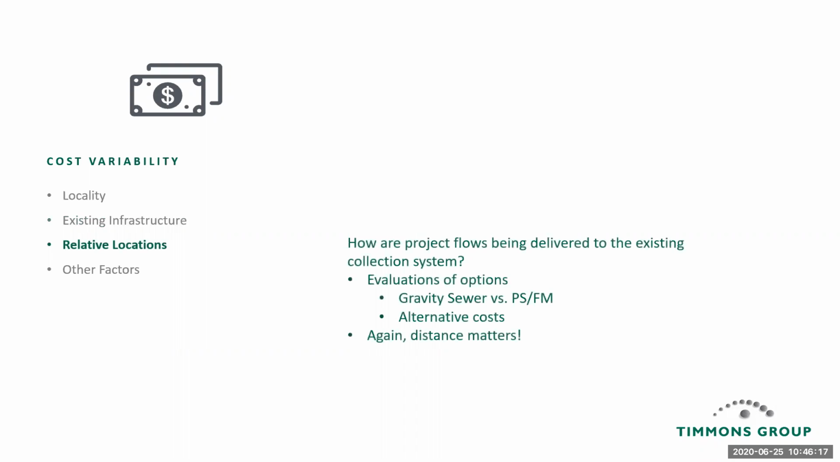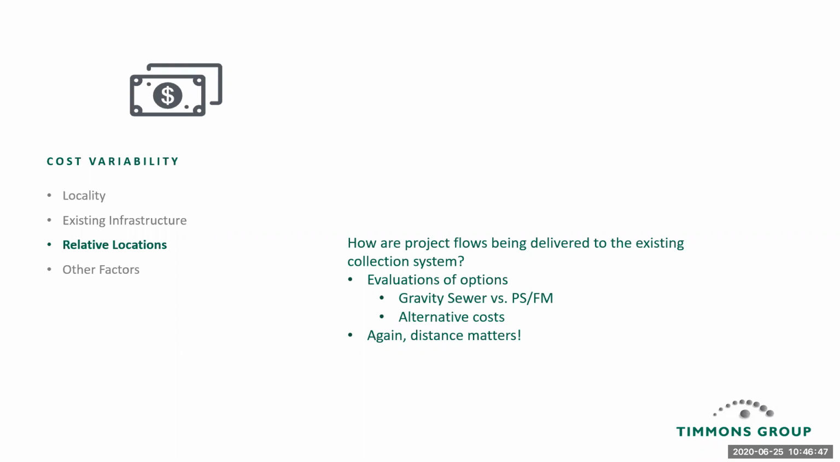Relative locations. Basically, this means where's the existing collection system infrastructure compared to your project site? Is it the case that you've got a large diameter trunk main going right through your project site? If so, that's relatively simple. Or is the only existing gravity sewer 500 feet away, and it's only an 8-inch gravity sewer, so capacity is more of a concern. So the engineer's going to have to evaluate options.